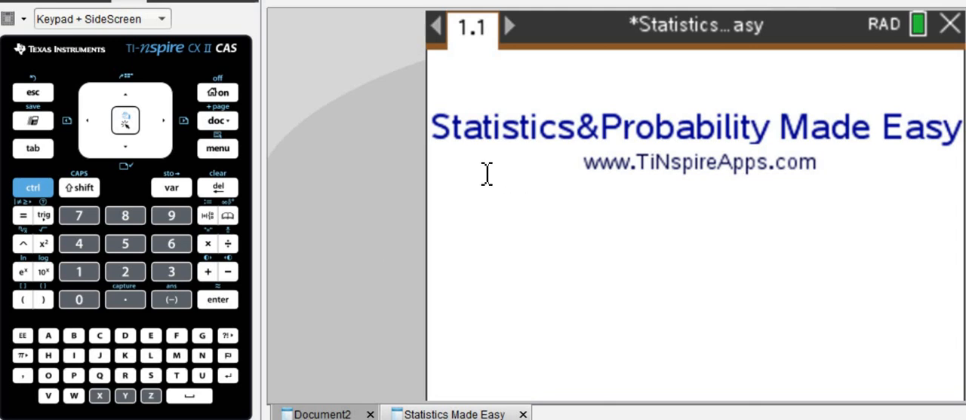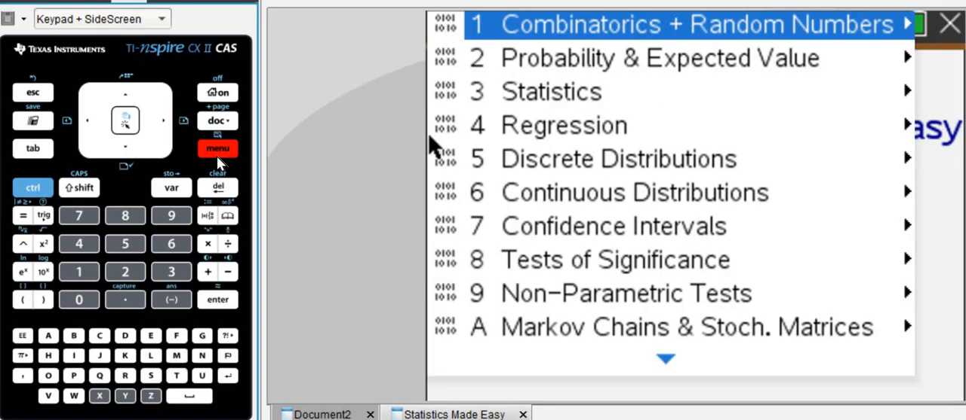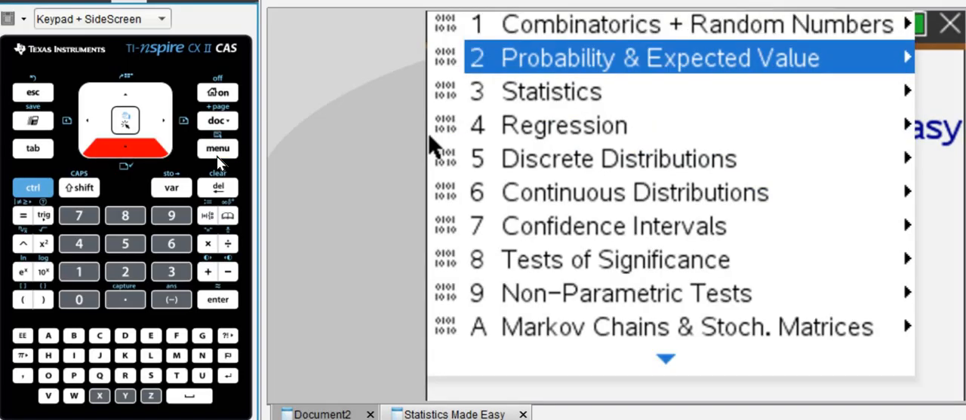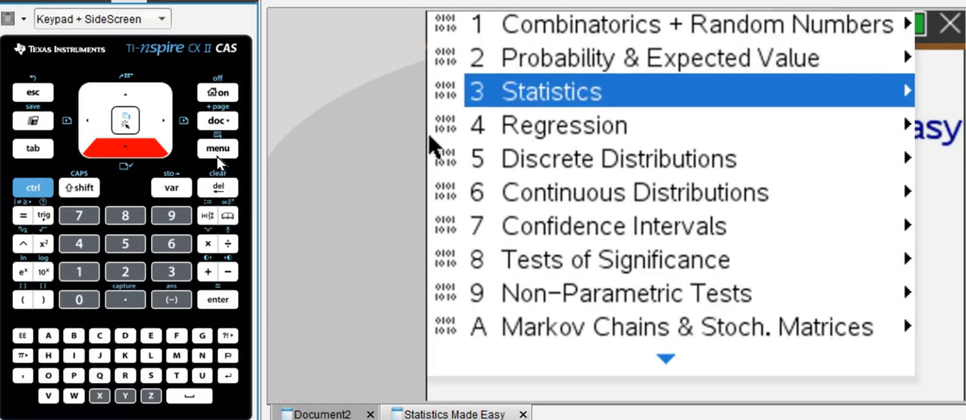AP Stat Student Alert. This app on the TI-Nspire called Statistics Made Easy is golden for AP Stat students because it can do everything that you need to know for the AP Stats exam. Let me just show you what I mean by that. The app can do a whole lot more, but specifically AP Stats topics are covered.